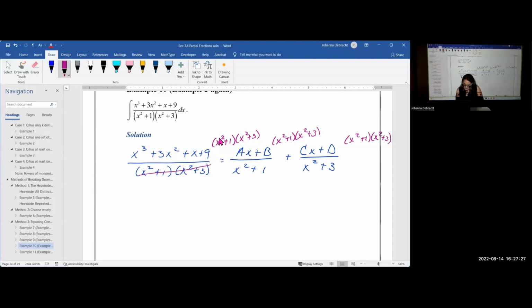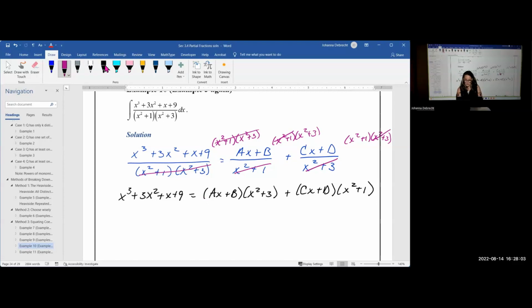Now that cancels this denominator and that denominator, and that would leave me with x cubed plus 3x squared plus x plus 9 on the left, equal to... the x squared plus 1 would cancel here, and that would leave me with (ax plus b) times the irreducible factor x squared plus 3, plus (cx plus d) times the irreducible factor x squared plus 1, since the irreducible factor x squared plus 3 would cancel, right? Now what I have is I've gotten rid of the fraction, right?